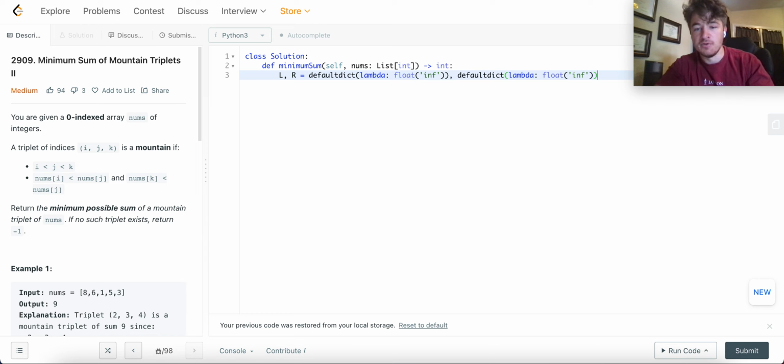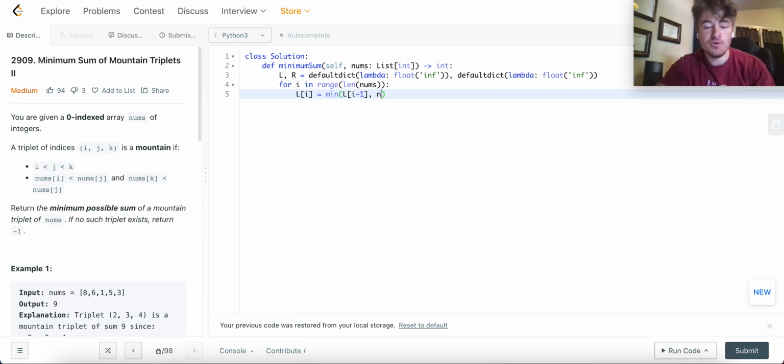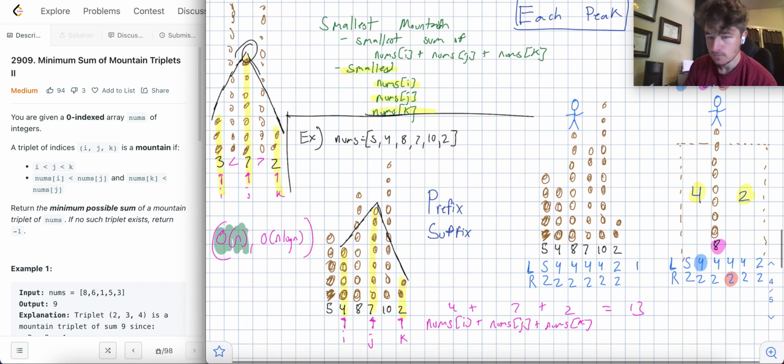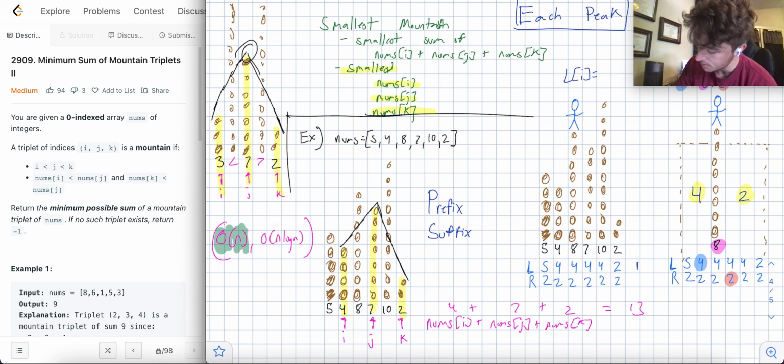So we'll look at all i in range length of nums. And then we'll just say, okay, the smallest value here is just the minimum of whatever the smallest value was before, because maybe before I saw a smaller value, or the current value that I'm looking at, right? So that's all you're doing here. I'm saying, okay, L of i equals the min of whatever I thought the smallest value was and the current value.